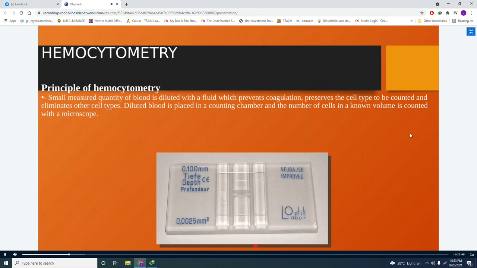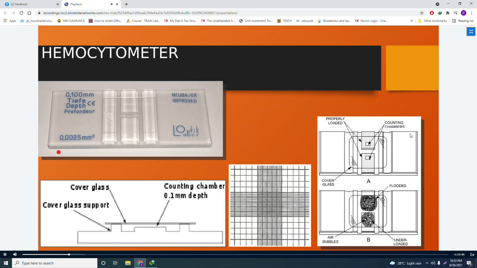Okay, class, this is your hemocytometer, the improved Neubauer. If you look at it from a side view, it has a cover slip. This is how it looks from a side view. You have your cover glass on top, then a cover glass port, like two small posts. In the middle, class, is the counting chamber.